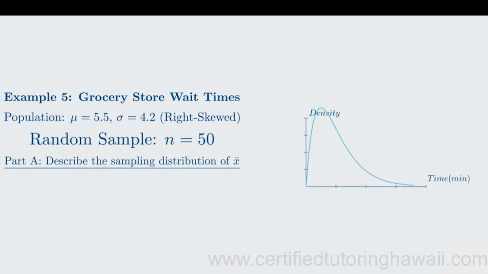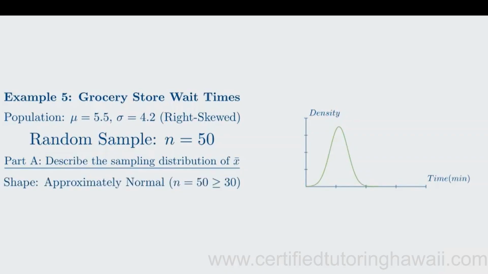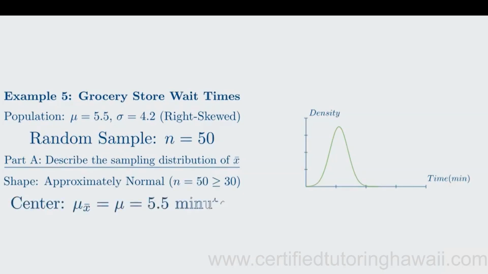To describe the distribution, we need the shape, center, and spread. First, the shape. Since the sample size of 50 is greater than 30, the central limit theorem allows us to say the sampling distribution is approximately normal, even though the population is skewed. The center is the population mean, so mu sub X bar is 5.5 minutes.